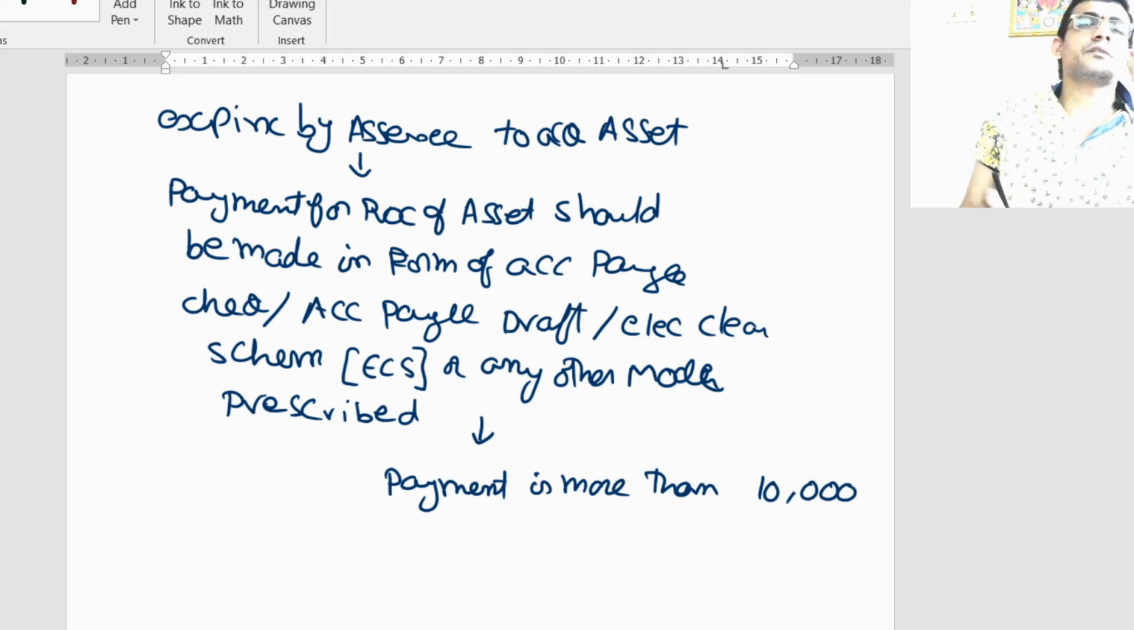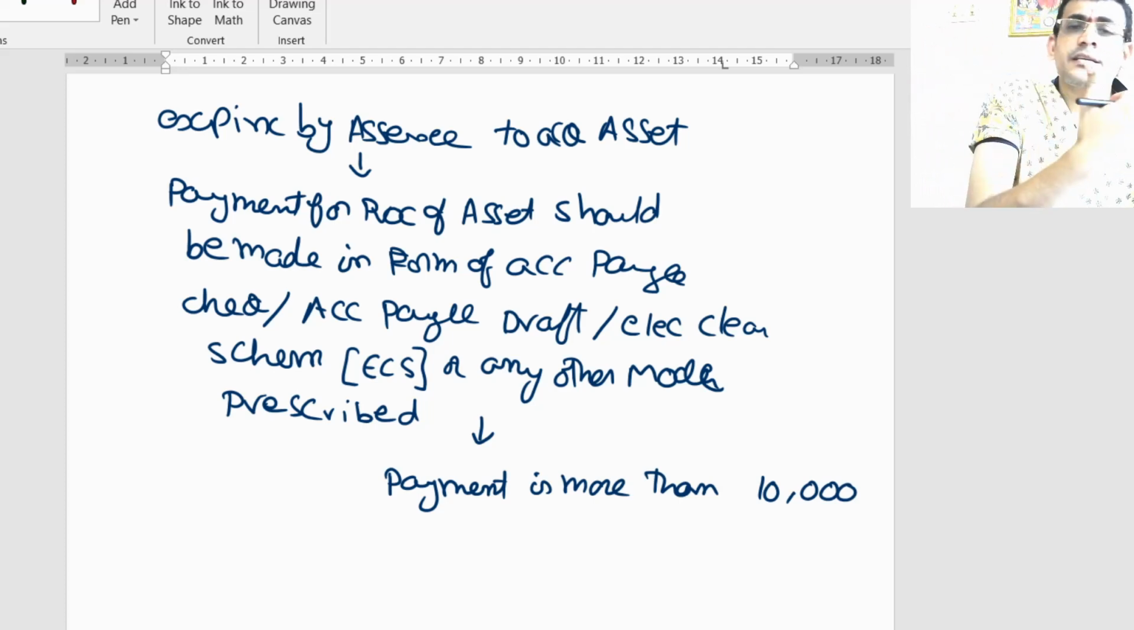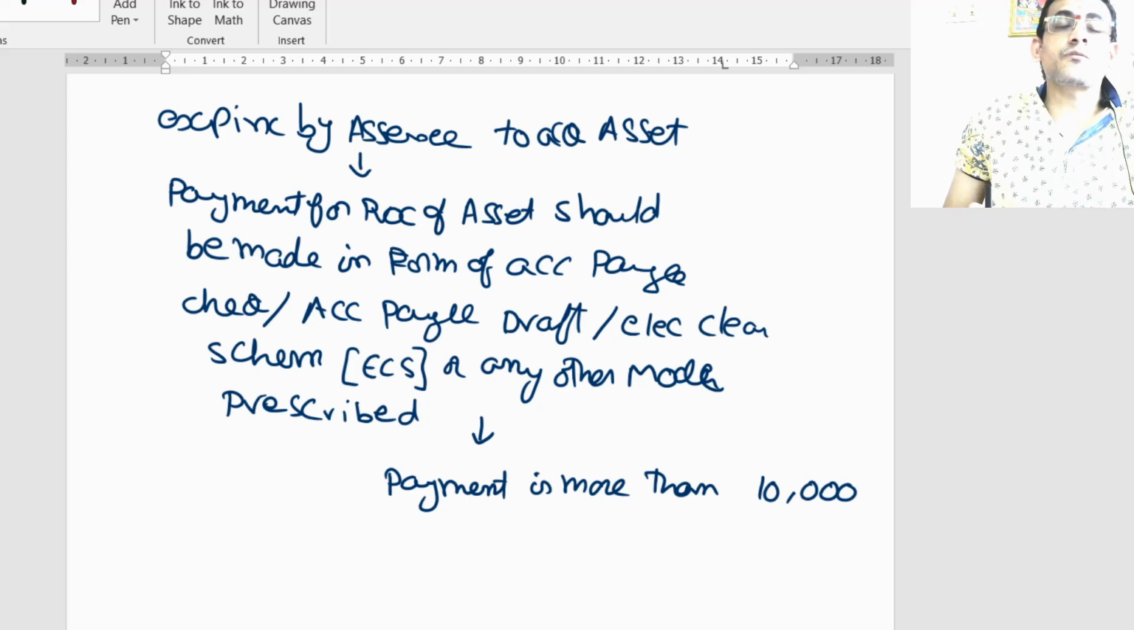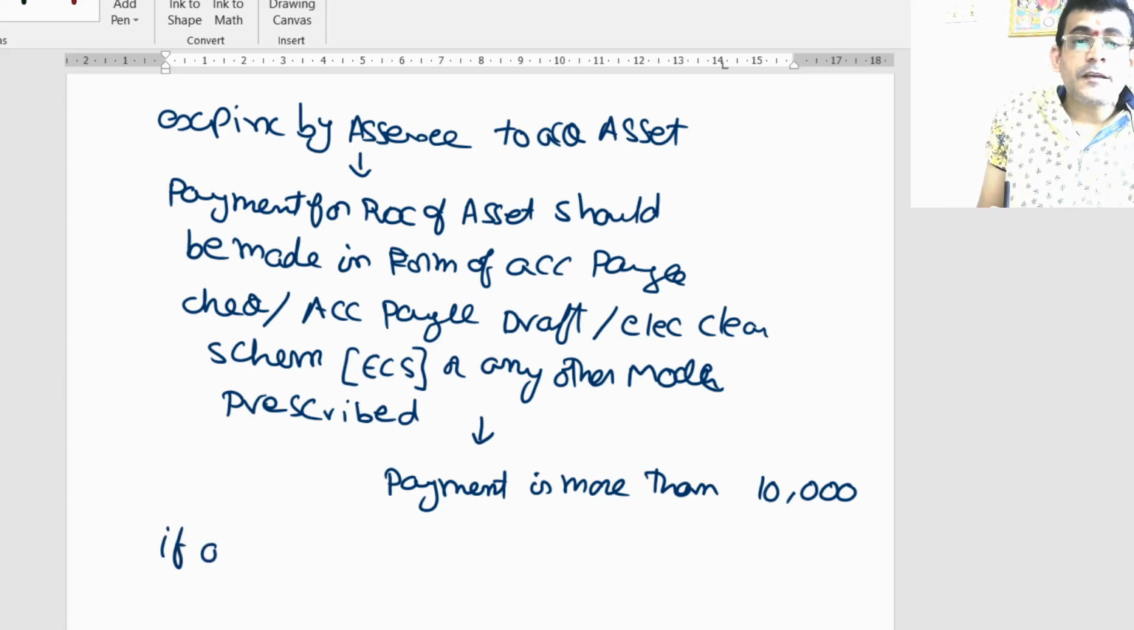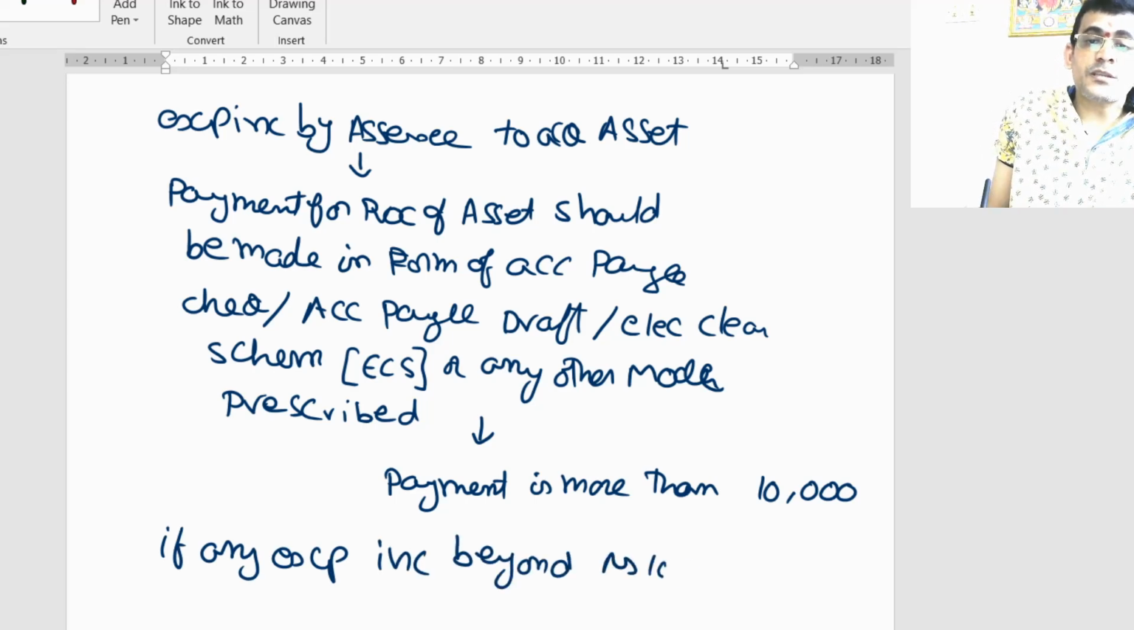What is the meaning of this? Whenever I make a payment for procuring an asset, if the value of the asset is less than 10,000, I can make the payment in cash. But this provision clearly says the payment for procurement of the asset should be made by account payee cheque, account payee draft, ECS or any other prescribed mode when the payment is more than 10,000. What happens if you pay in cash? Let us say any expenses are incurred beyond rupees 10,000. How are you incurring?